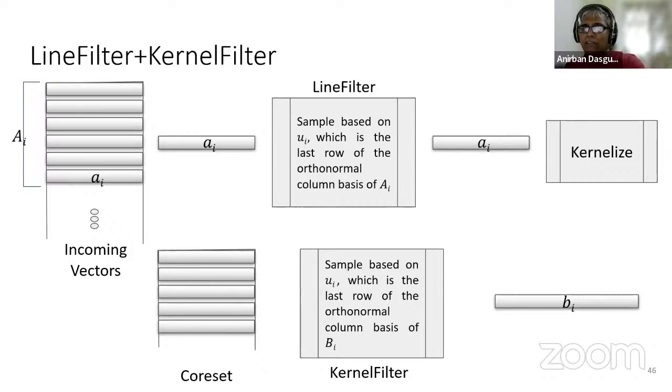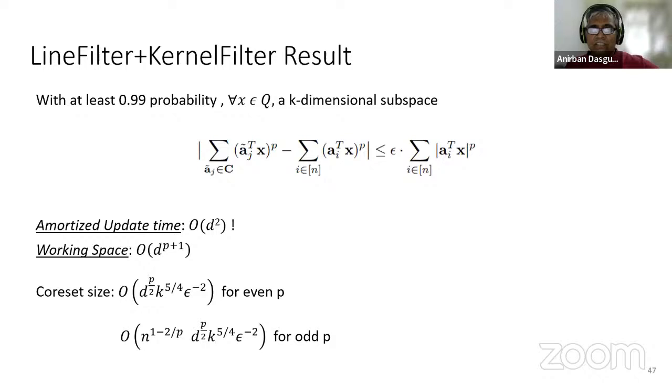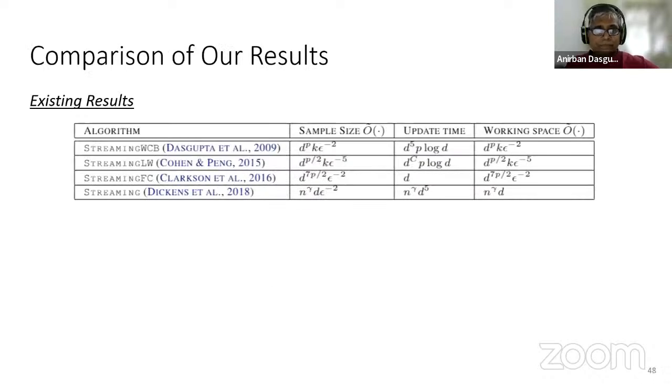We feed it through the kernel filter. So the input points are coming, and each input point is first sampled based on the line filter, and if the line filter decides to keep it, then we kernelize it, basically calculate the outer product of it p by 2 times, then vectorize it, again do a sampling based on the resulting orthonormal basis, and then decide to keep it in the coreset. Okay, those are the resulting steps.